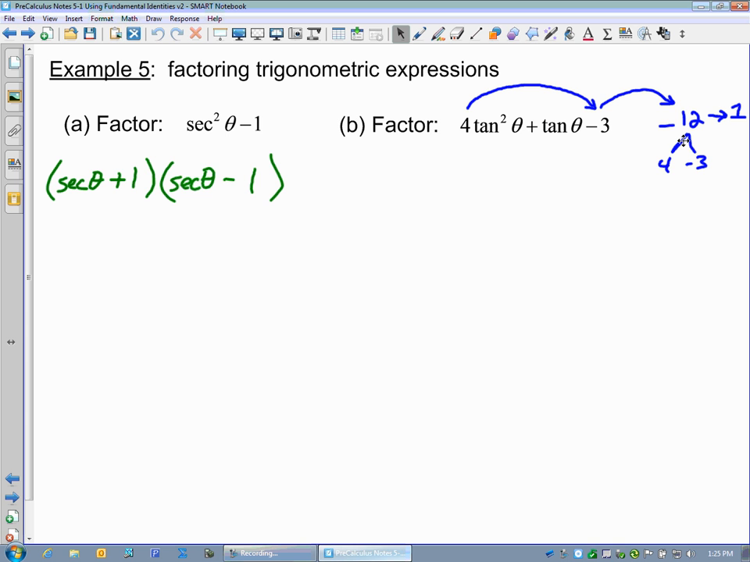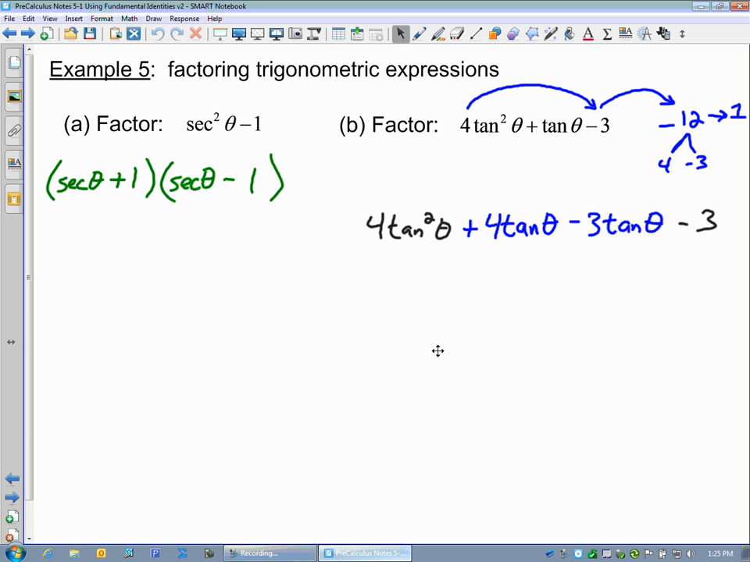Now, since our leading coefficient is not 1, we can't go right to the double bubble. What we're going to do is we're going to use these two values to break up that middle term. So my quadratic and my constant, those don't change. 4 tan squared theta and negative 3, those don't change. But instead of tangent of theta, I'm going to break that up into plus 4 tangent theta and minus 3 tangent theta, like this, using these two numbers to break up that middle term.